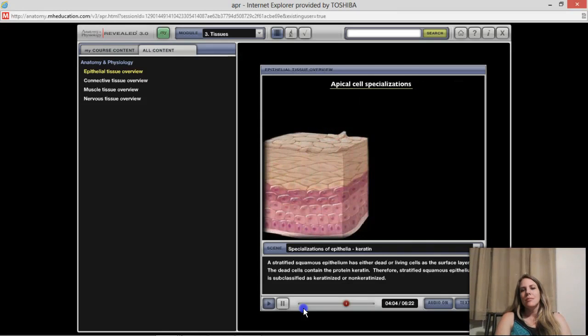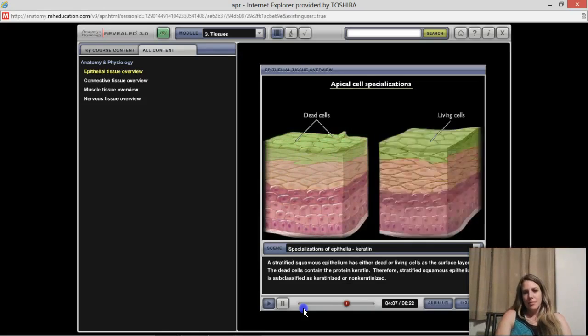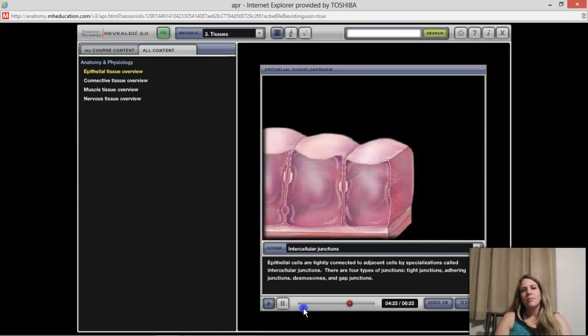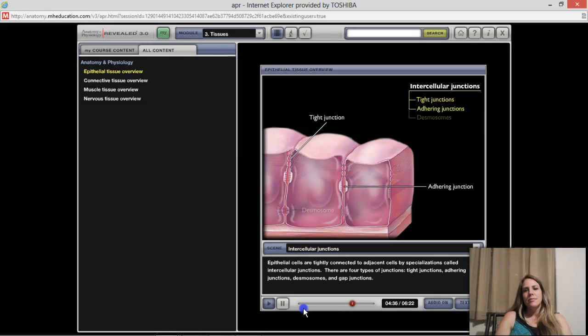A stratified squamous epithelium has either dead or living cells as the surface layer. The dead cells contain the protein keratin. Therefore, stratified squamous epithelium is subclassified as keratinized or non-keratinized. Epithelial cells are tightly connected to adjacent cells by specializations called intercellular junctions. There are four types of junctions: tight junctions, adhering junctions, desmosomes, and gap junctions.